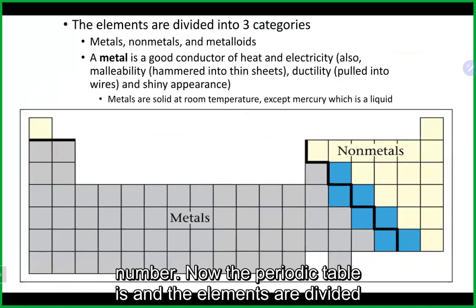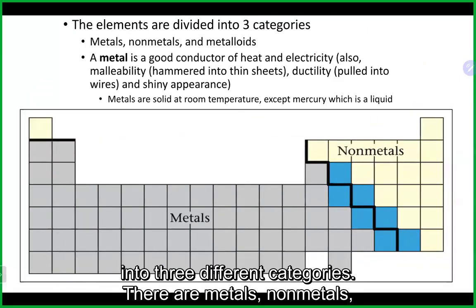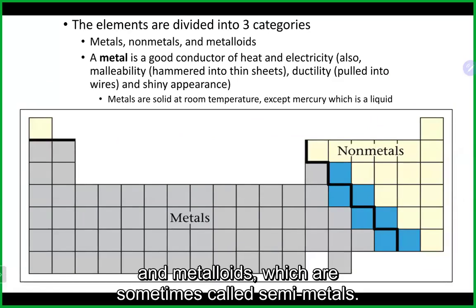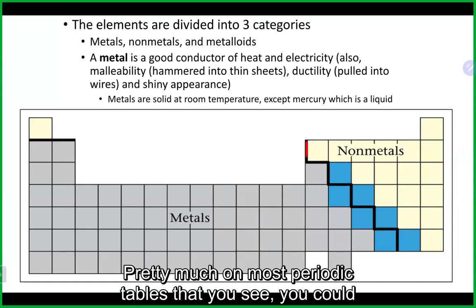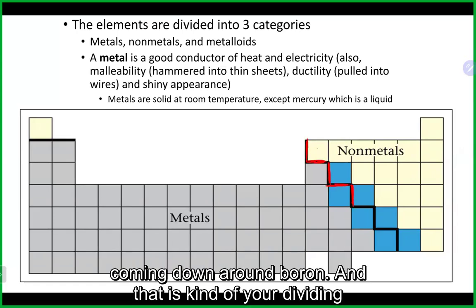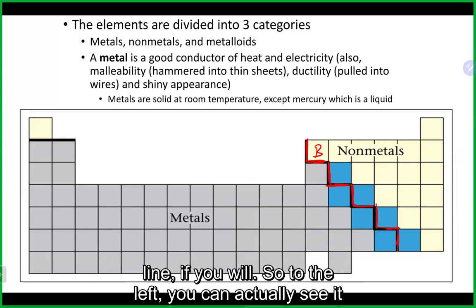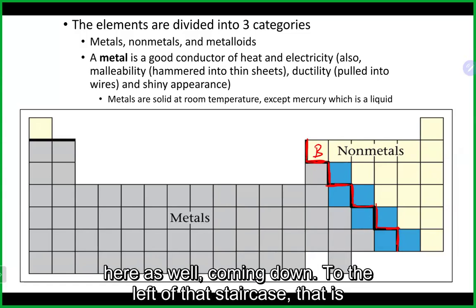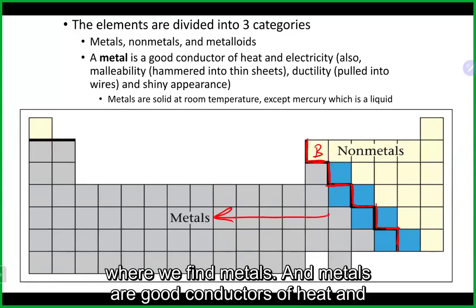Now, the elements on the periodic table are divided into 3 different categories. There are metals, nonmetals, and metalloids, which are sometimes called semi-metals. Pretty much on most periodic tables that you see, you can see what is oftentimes referred to as a staircase coming down around boron. And that is kind of your dividing line, if you will. So to the left, you can actually see it here as well, coming down. To the left of that staircase, that is where we find metals.